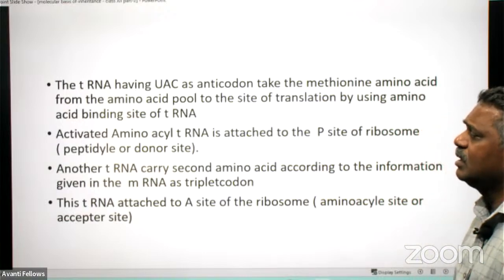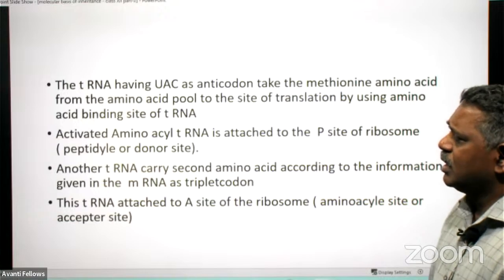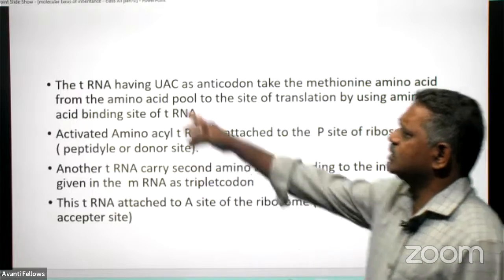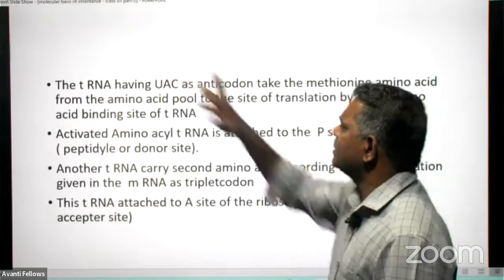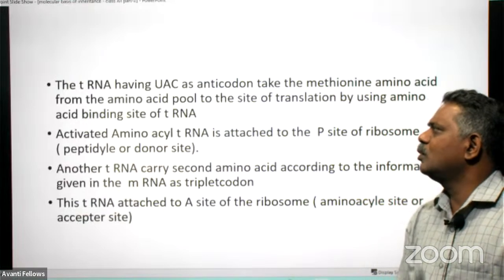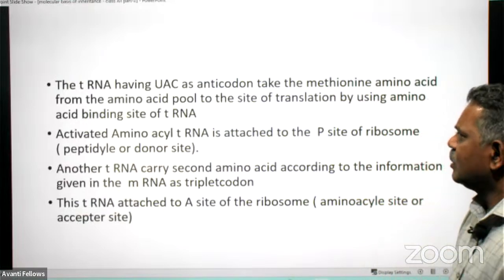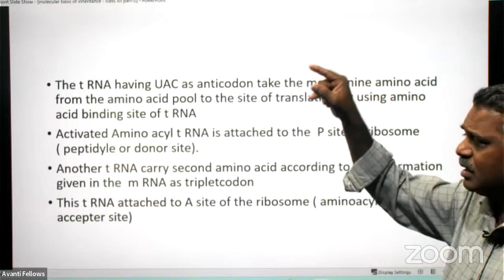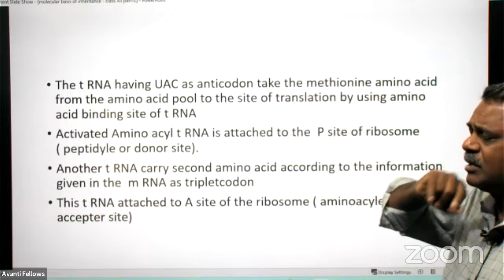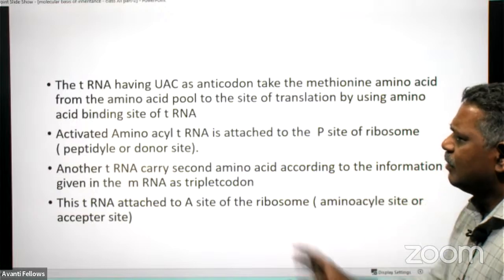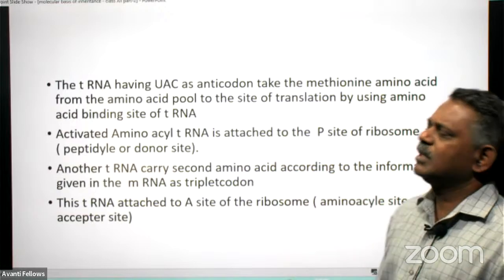Take the methionine, because the methionine amino acid is coded with the triple codon, that is AUG only, and this is what the anticodon UAC. And it takes the methionine amino acid from the amino acid pool after activation to the site of translation by using what? Amino acid binding site of tRNA. Remember, there is a site in 3' of this tRNA, where this amino acid will bind after the activation.